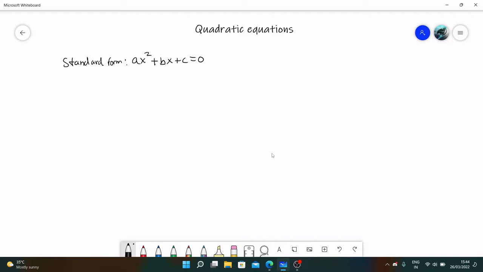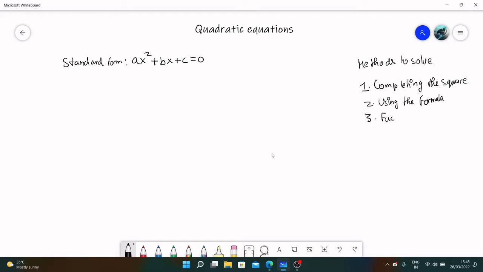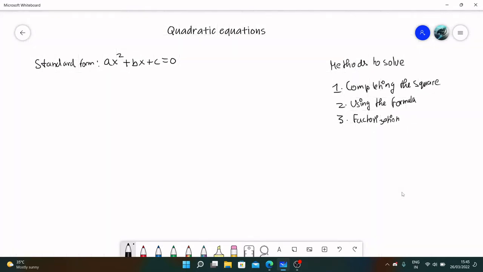A quadratic equation can be solved using three methods. First, we have the completing the square method. Second, using the formula. And the last method is factorization. An important thing to note here is that we can't use these three methods for all questions.